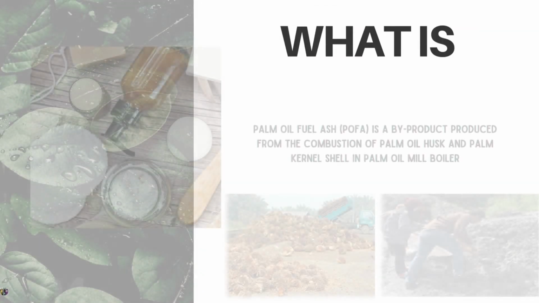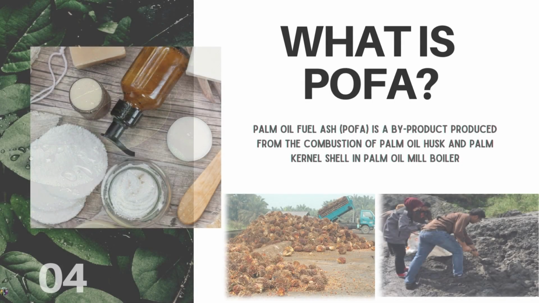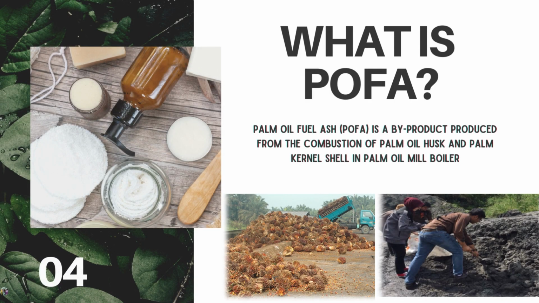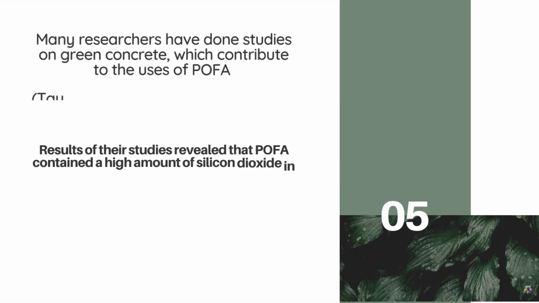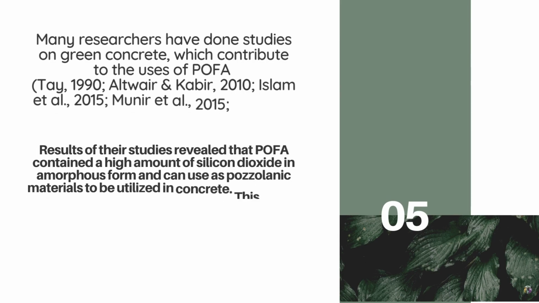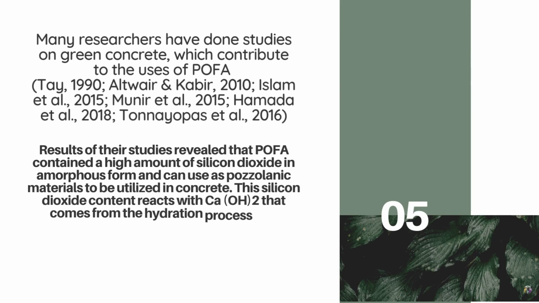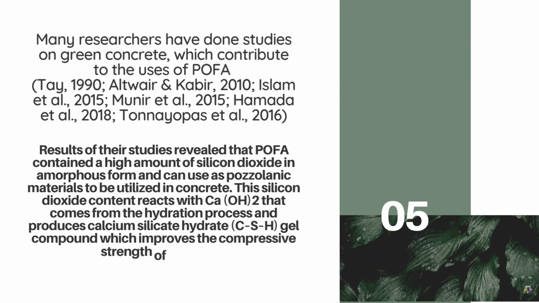Before I explain further, let me describe palm oil fuel ash. What is POFA? POFA is a byproduct produced from the combustion of palm oil husk and palm kernel shell in palm oil mill boiler. Many researchers have done studies on green concrete, which contribute to the uses of POFA. Results of their studies revealed that POFA contained a high amount of silicon dioxide in amorphous form and can be used as pozzolanic materials to be utilized in concrete.